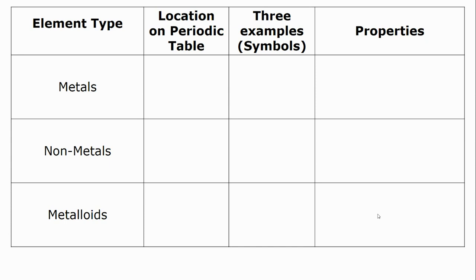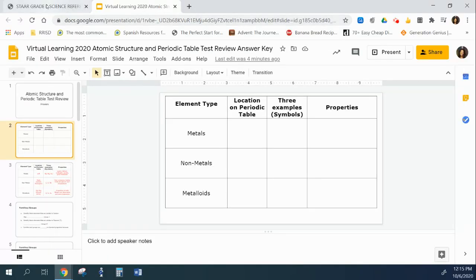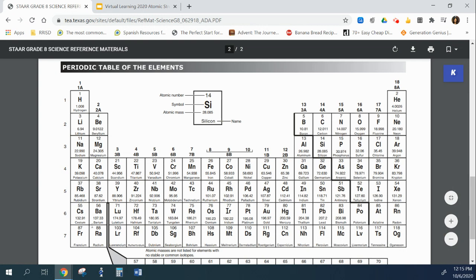So what are some things that we know about metals, nonmetals, and metalloids? Well, let's talk about location. If we look at the periodic table, and I want everybody to open up the periodic table as well, you'll notice that all of your metals are on the left side of the periodic table, that your metalloids are going to be found on the stair step here, which is this bold line, and your nonmetals are going to be found on the right.